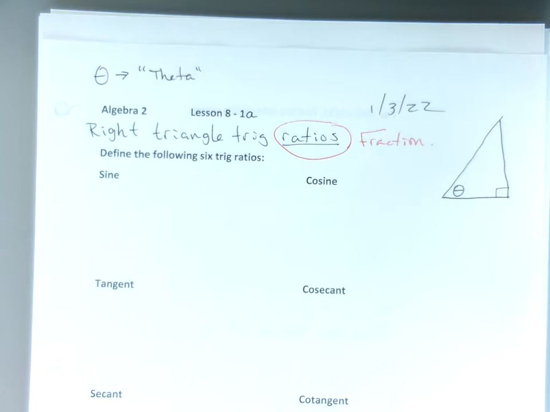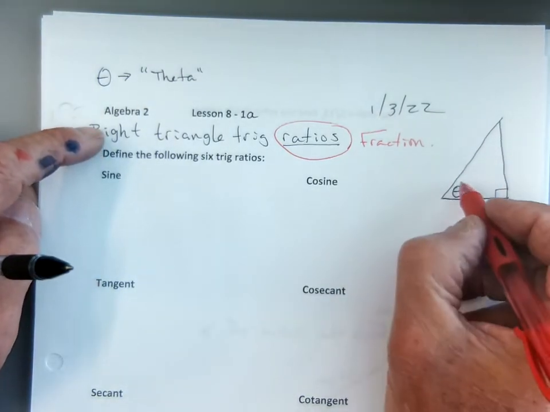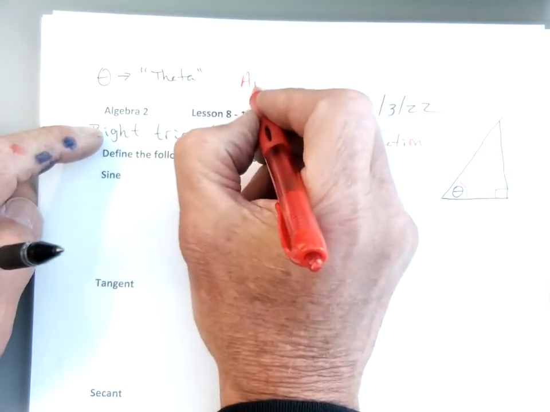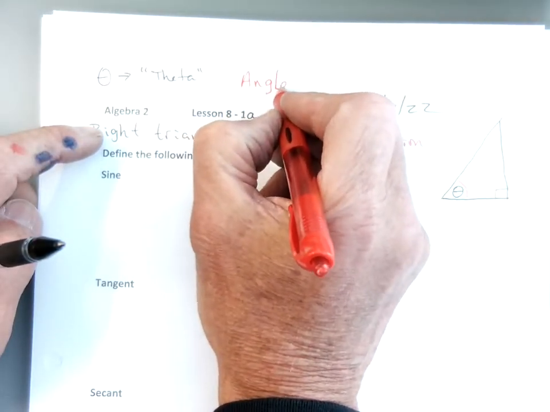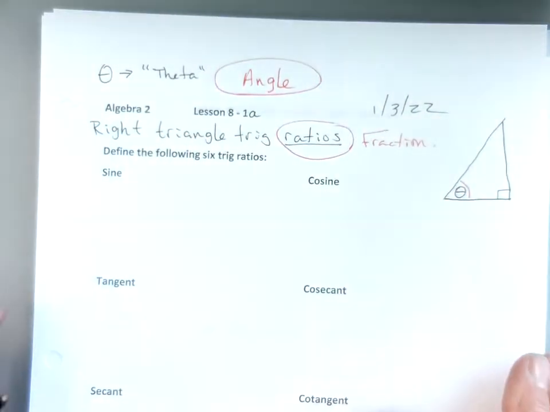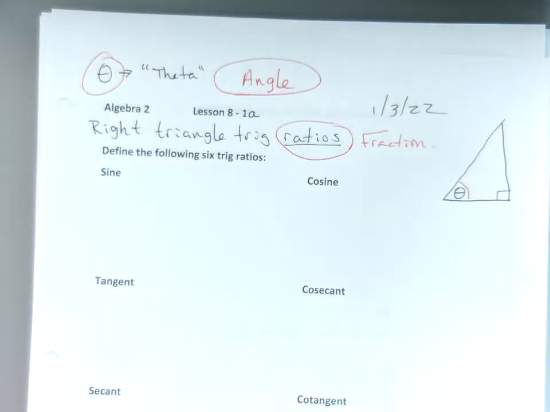So this symbol means angle. For us, when you see this right there, it means angle. Okay. This symbol here for us means angle. Okay. Now.